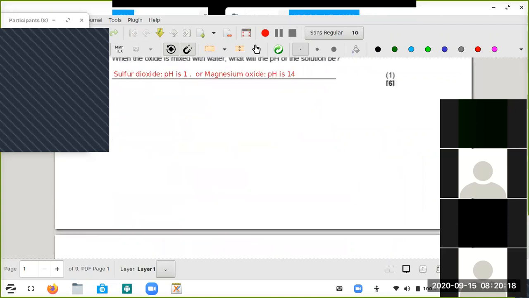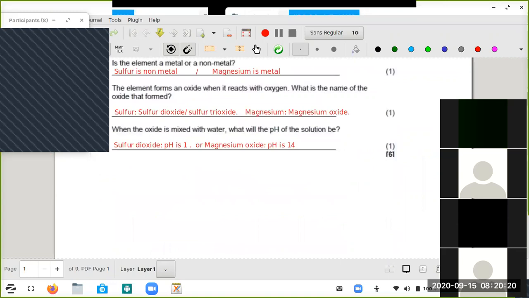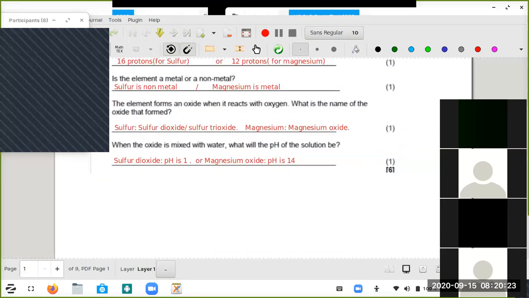All right, there's silence there. I don't know whether you are hearing me or not. Then let me resume from where we were. Yesterday we were on 9.5, if I'm not mistaken. On 9.5, we answered the question: the element forms an oxide when it reacts with oxygen. What is the name of the oxide that formed?